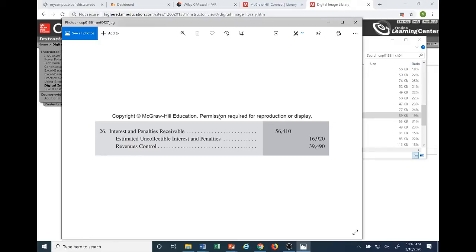We credit the revenues control of $39,490 because that's what we expect that we can actually collect out of those interest and penalties. So that's how we set up the estimated uncollectible interest and penalties. Same way as levying the taxes, right? Straightforward. We debit the asset for the gross amount of the asset. We credit the uncollectible amount, credit revenue for an amount we expect to bring in, right? Simple. We're good on levying property taxes and then seeing how we accrue for interest and penalties.